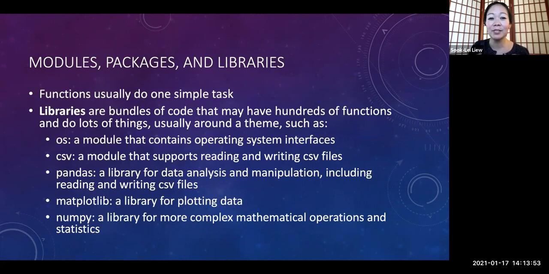These are even more complex versions of code. A function usually just does one simple task. In contrast, libraries are bundles of code that may have hundreds or thousands of functions that do things usually around a central theme. For instance, in Python, there is a library called the OS module, and it contains tons of functions for interfacing with your operating system. The OS module will let you navigate file systems, open files, close files, get your working directory, change your working directory, and things like that.